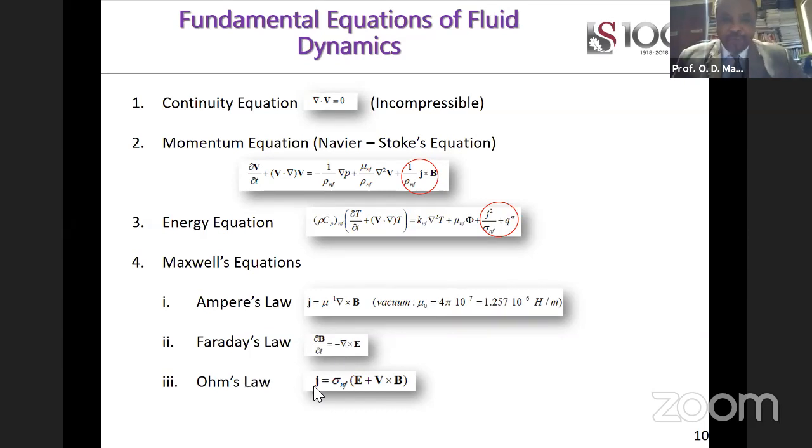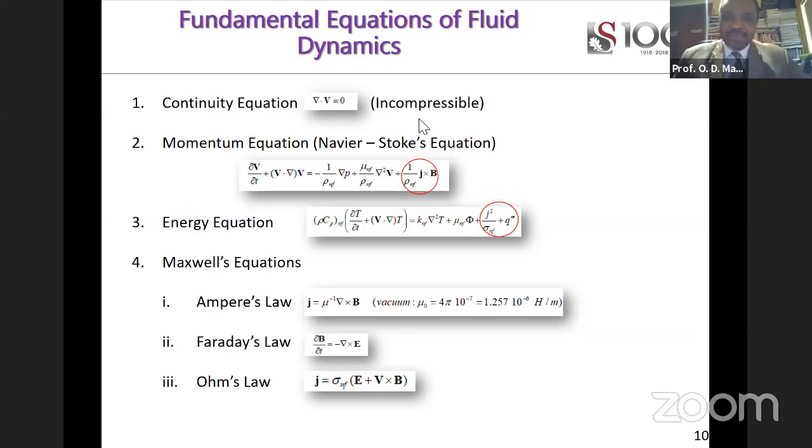We also have Ohm's law, which talks about the relationship between the current density and the electric field, and also the relationship between the magnetic field and the velocity. So all these will be used. We need this concept of electromagnetism to enable us to obtain our body force, which is the Lorentz force here, and our Joule heating, which is this part. Anyway, that is the concept.